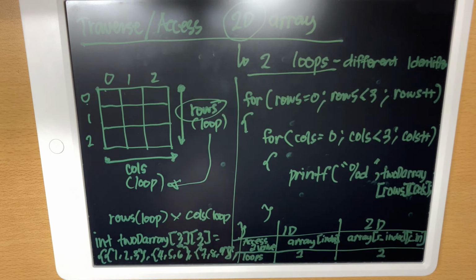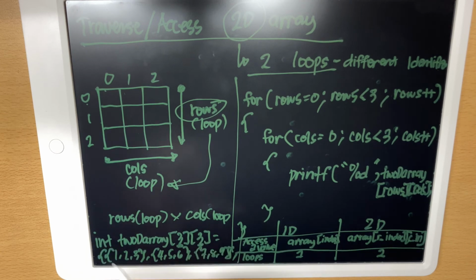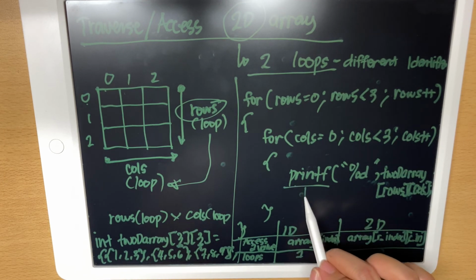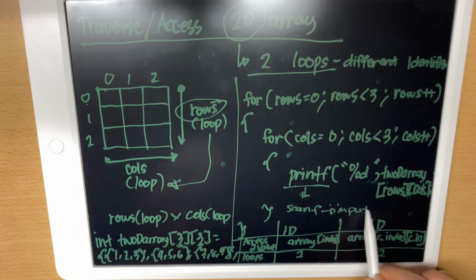Okay, so that's how you access a 2D array, and that is still the same if you wanna, this is initialized, but if you wanna put values in it, so instead of printf, you're gonna use scanf for inputting dynamically the values here.